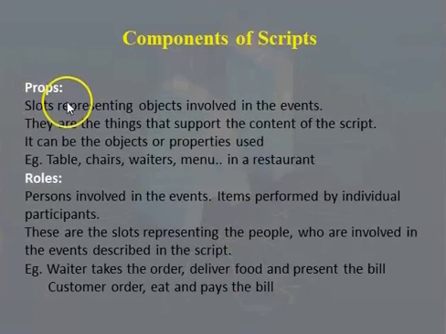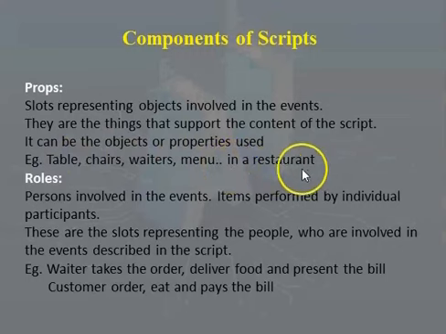Then we have properties. The objects involved in the events are the things that support the content of the script. It can be the objects or properties used. For example, in the restaurant, we will have tables, chairs, waiters, menu, etc. These are the properties available in the restaurant. A cashier will be there. So whatever things are available in the restaurant will be considered as properties in that script.